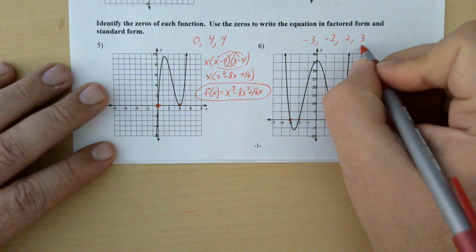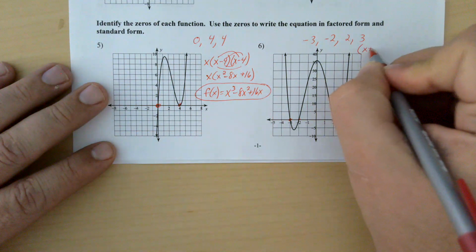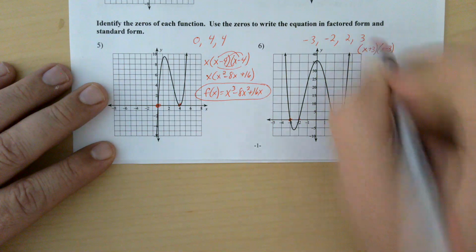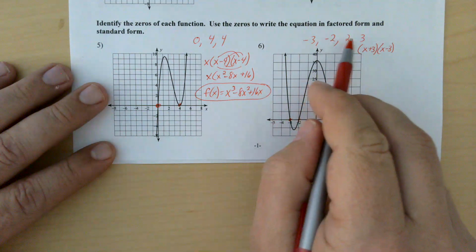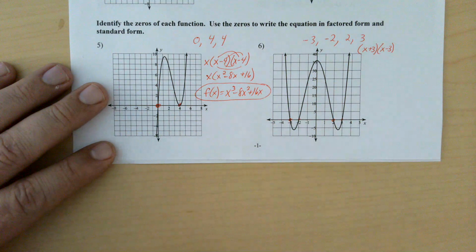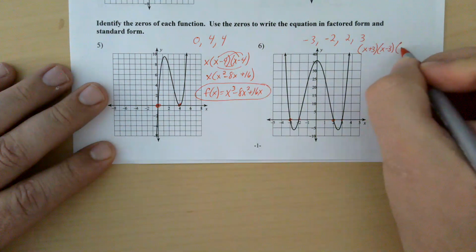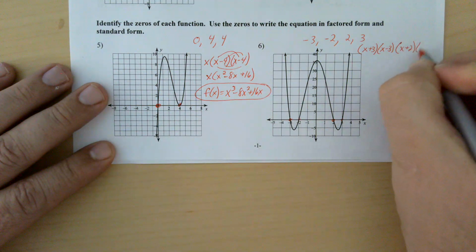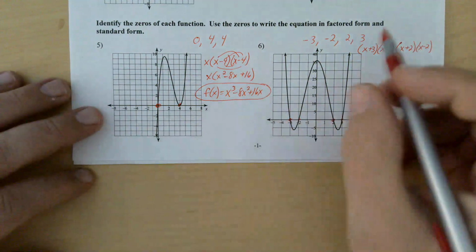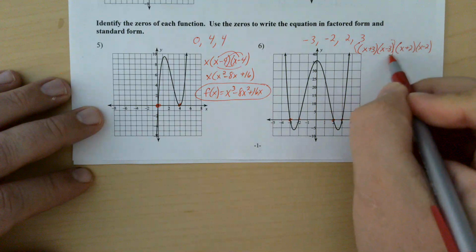Okay, so when I write my factors, I'm going to write x plus 3. Now I'm going to put the x minus 3 right away. So I'm going to take this positive 3. If 3 is a zero, which it is, then x minus 3 is a factor. And then I'm going to have an x plus 2 and an x minus 2. Okay, just makes it easier to multiply because I'm going to multiply these two things together.